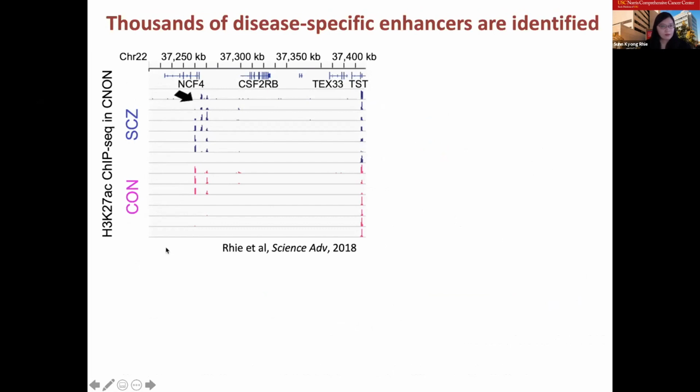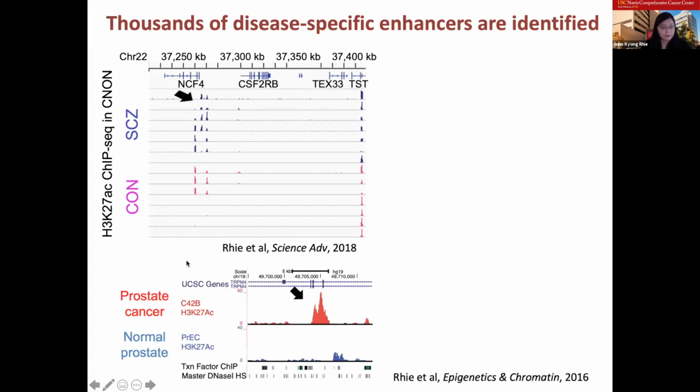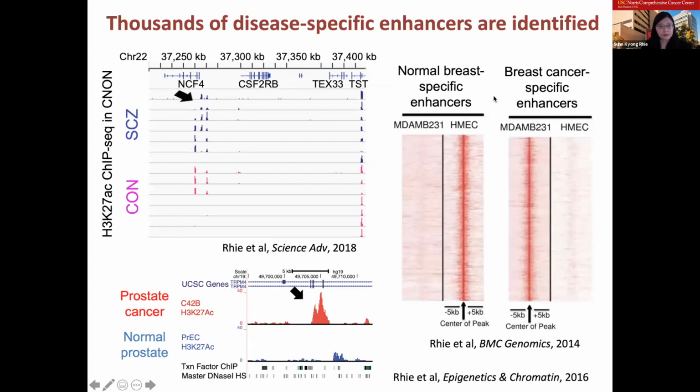We did not only study schizophrenia, but we also studied other cancers like prostate cancer, and using some cell lines, we were able to find prostate cancer specific enhancers. We also studied breast cancer enhancers using MDA-MB-231 basal breast cancer cell lines and human mammary epithelial normal breast cell lines, and we were able to find some normal breast specific enhancers as well as breast cancer specific enhancers.